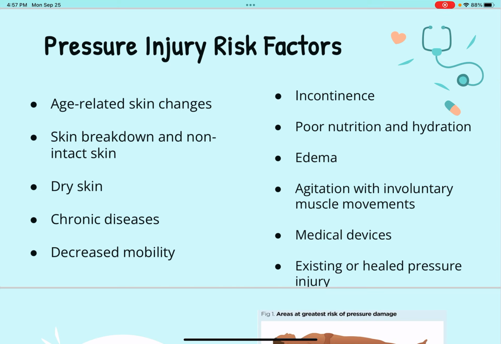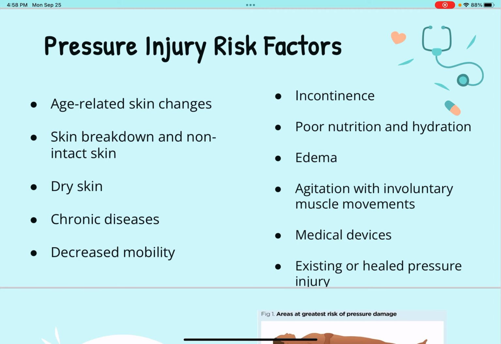There are a lot of risk factors for pressure injuries. Age-related skin changes, such as thinning of the skin and loss of the fatty layer under the skin, are one risk factor. Skin breakdown and non-intact skin is another risk factor for developing pressure injuries. Skin breakdown involves changes or damage to intact skin. Dry skin is a risk factor. Chronic diseases, such as diabetes, can result in reduced sensation and are also a risk factor for pressure injuries.